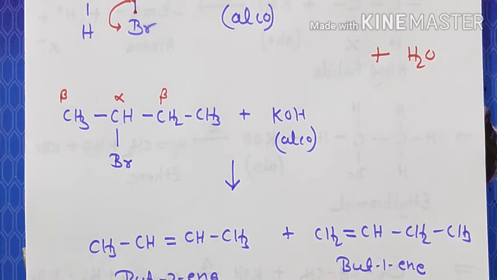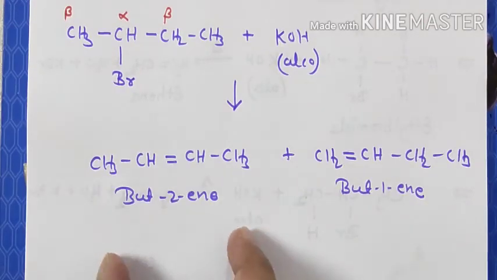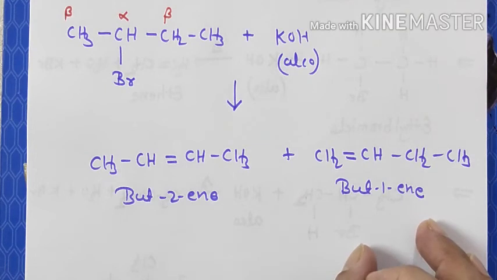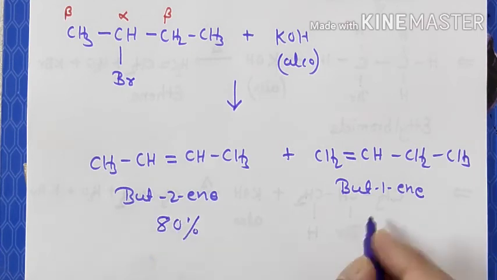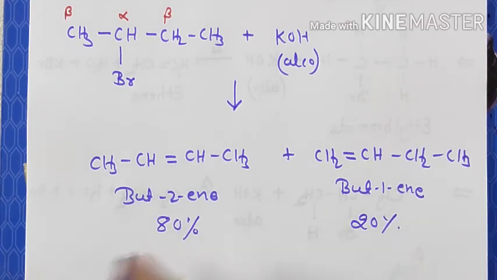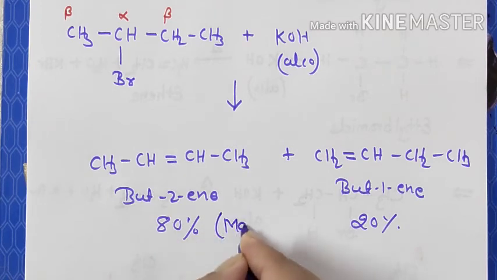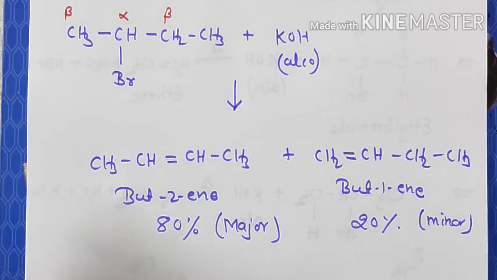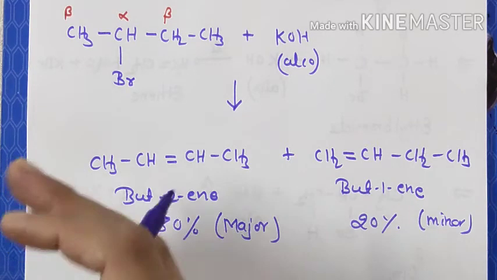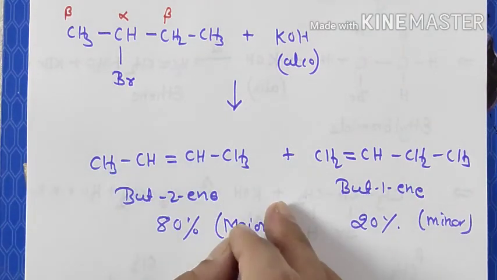And one is present in a major amount, one is present in a minor amount. That means it has given me two products, and the product obtained will be 80% and this will be 20%. That means this is going to be the major one and this is going to be the minor one. Now the question is how to identify which is going to be the major product, which is going to be the minor product.